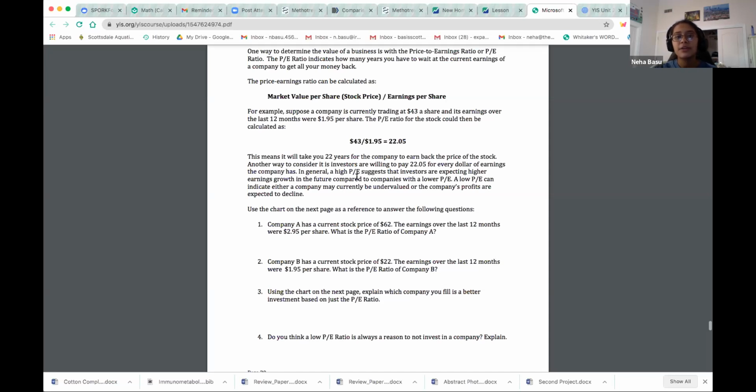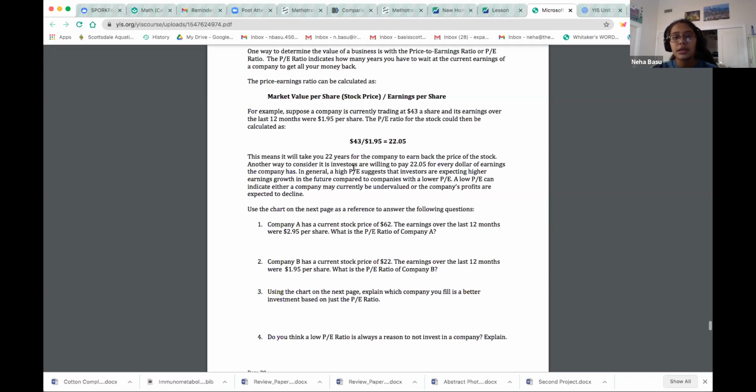Even so, if you have a higher PE ratio, that means you either have a high price or a low earnings per share. So a high PE ratio means that investors are still willing to buy stock of a company, even though it might have a high price or low earnings, because they think there's going to be a lot of growth in the future. A high PE ratio can suggest one of two things: that investors are expecting higher growth, but it can also suggest that a stock is overvalued.